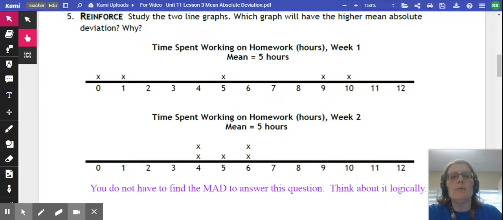But I want to think which one has the higher mean absolute deviation. That would mean that my numbers were further away from 5. So if I look, I see week 1 has a 1 and a 0. Those are 5 away. It has a 10. That's 5 away from the mean. And then these are really close together because 4 is only 1 away. 6 is only 1 away from 5, our mean. So I can just tell that week 1 is going to have a higher mean absolute deviation.